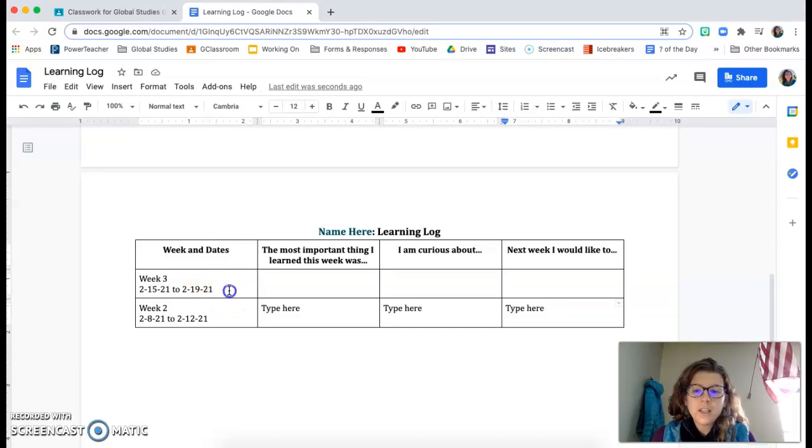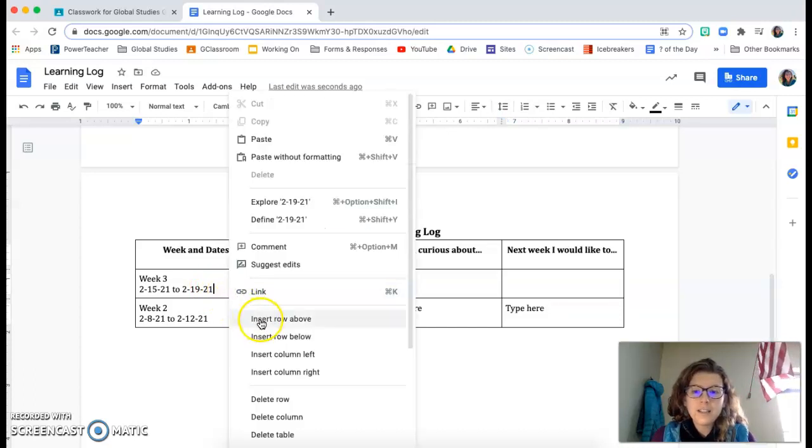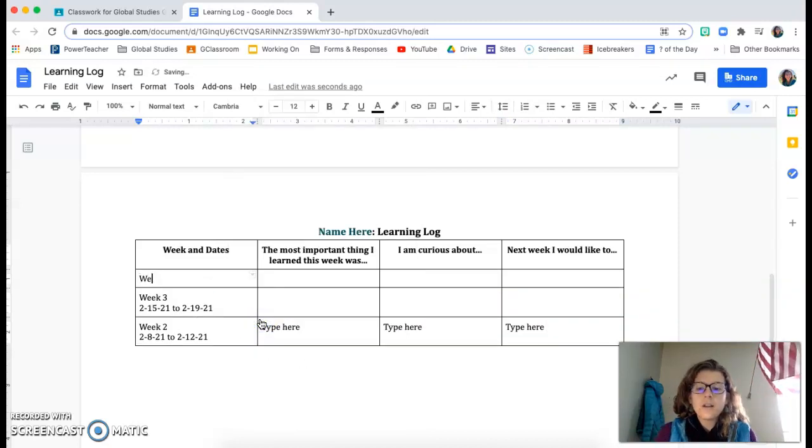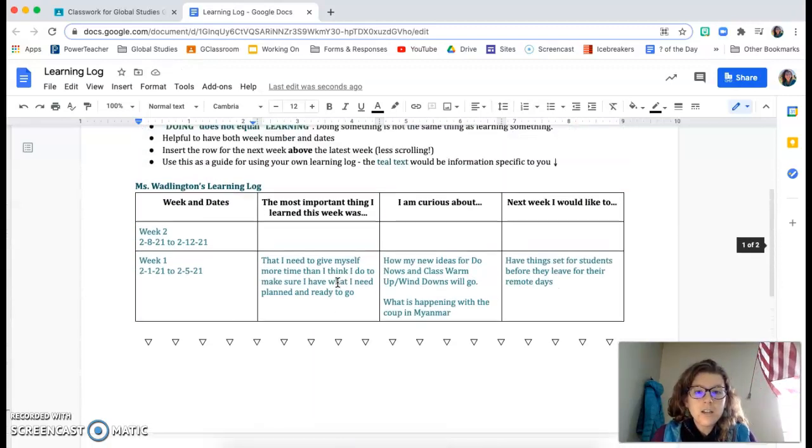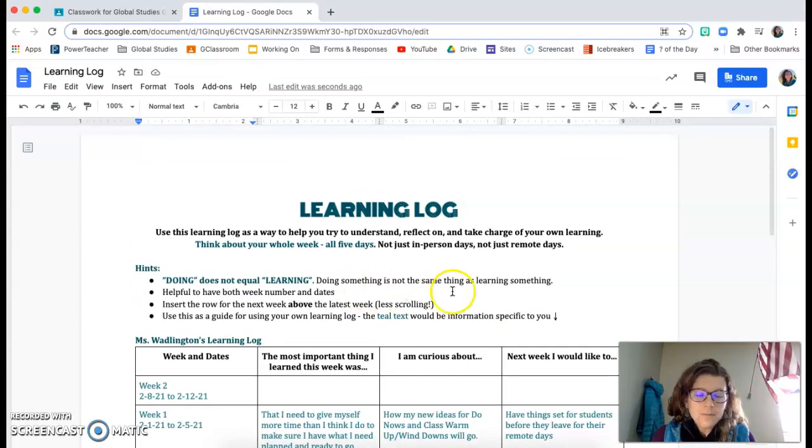Then the next week, you're going to click here, click insert row above. And this is where you would type week 4 and put the dates. I don't know them off the top of my head. So this is your learning log, to help you reflect, think back, take charge, and really be involved in your learning.